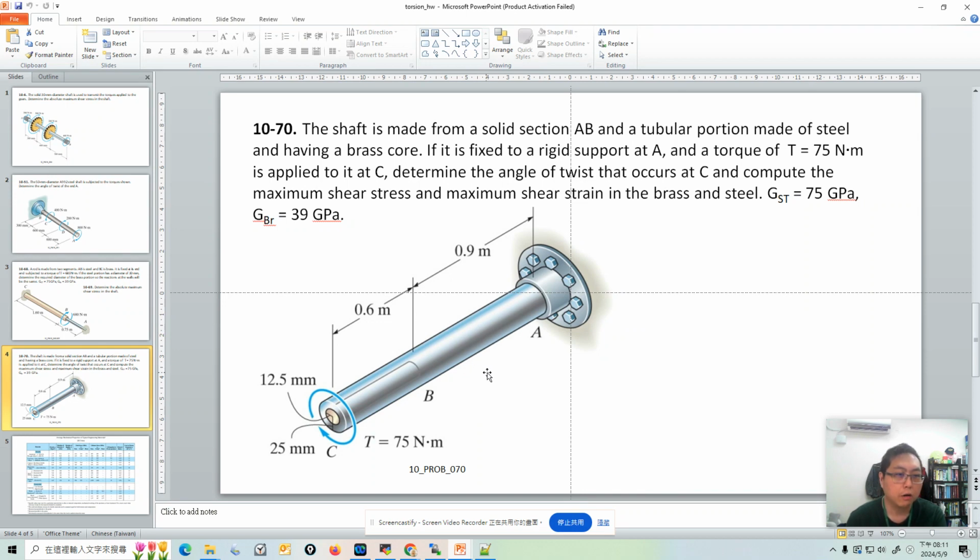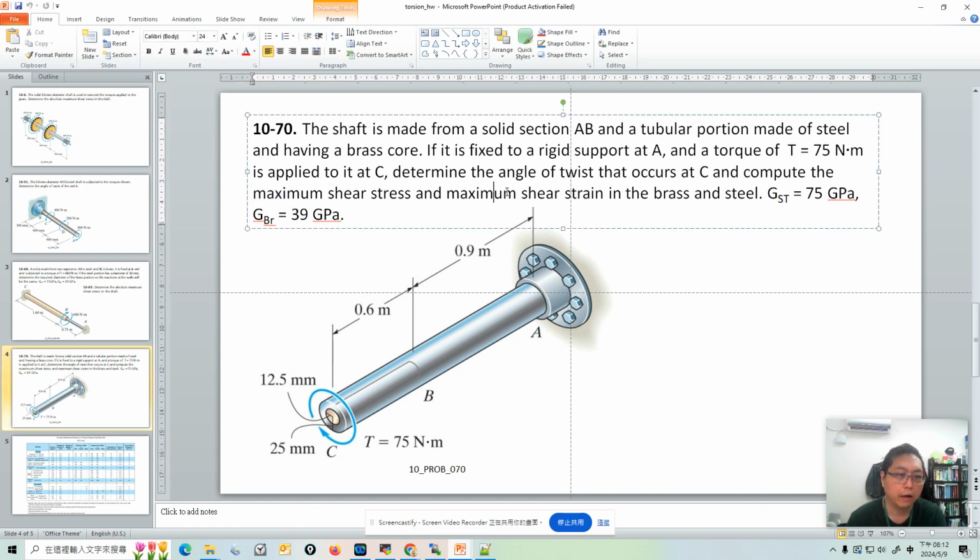So he said we apply a torque at C, 75 Newton meter. First of all, determine the angle of twist at C with respect to A, so that means phi CA. After calculating the angle of twist phi CA, also compute the maximum shear stress and maximum shear strain.